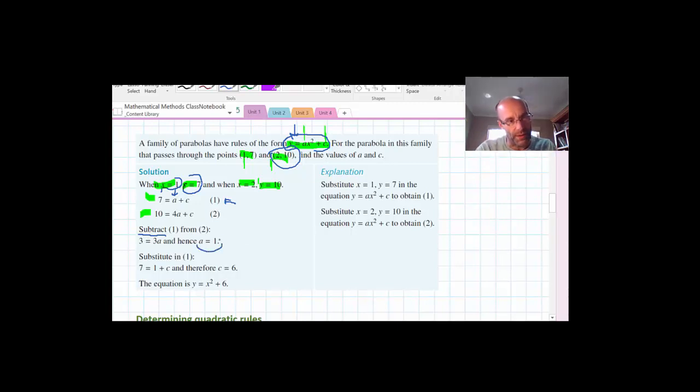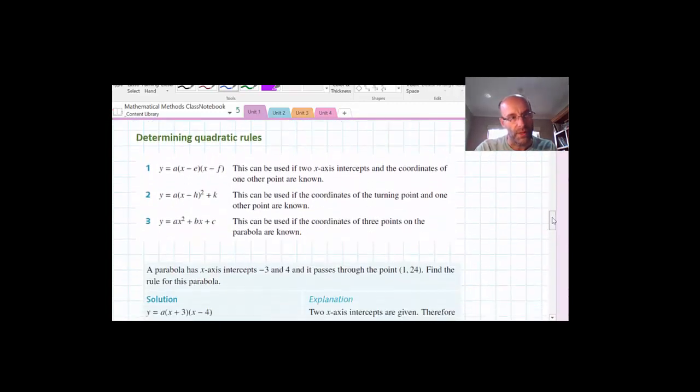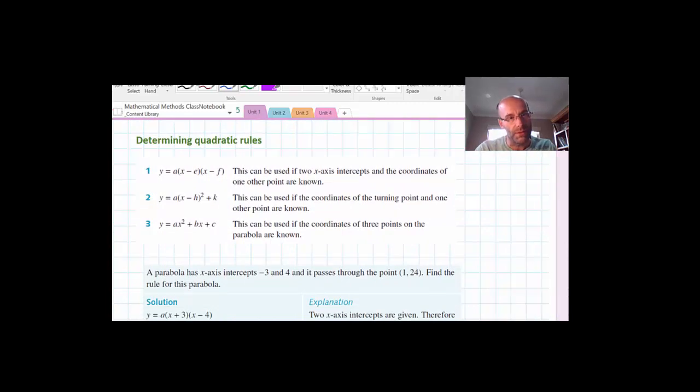Pause the video if you need a closer look, and a equals 1. So you substitute that value in, which is another strategy. So we have elimination up here and substitution down here, and you get c is 6, and you can substitute that back in. So you might need to remember your simultaneous equations from previous years.